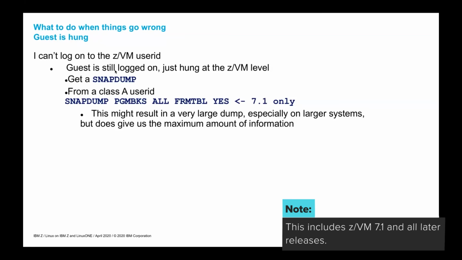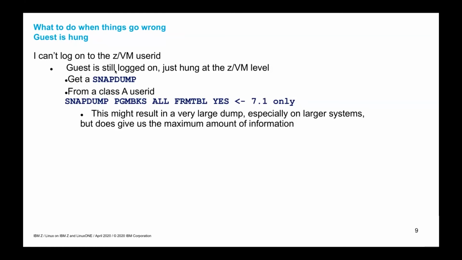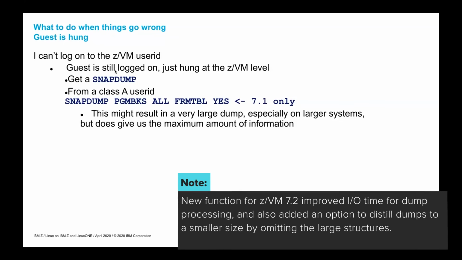On 7.1, we added some new options to the snap dump command, PGMBLOCKS ALL and FRAMETABLE YES. Because I work in memory management, I really like always using these. These are some memory management structures that on one hand make the dump larger, on the other hand give us a lot of important information about memory. And if you have a hung guest, we don't know where the problem is, right? So if you have enough space to collect these, and like I said, if you're running a large system, like a 2 terabyte system, this could be very, very large. But if you can do that and collect this information, this can be especially helpful to us.